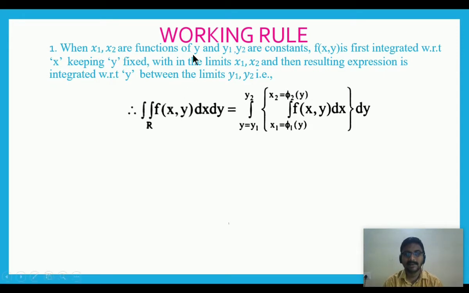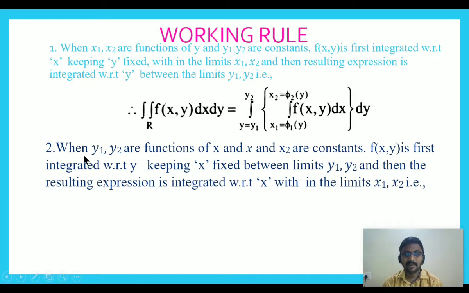So here x1, x2 are functions of y and y1, y2 are constants. f of x, y, the integrand function, is integrated with respect to x, keeping y as constant, that is, y is fixed within the limits x1 and x2. Then, on resolving this inner integral, the resulting expression is integrated with respect to y between the limits y1 and y2. What are y1 and y2 here? Constants.